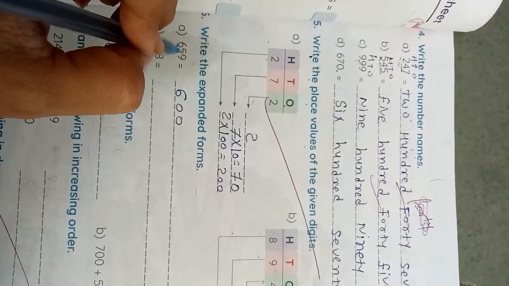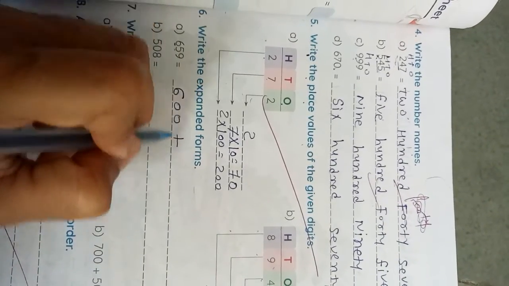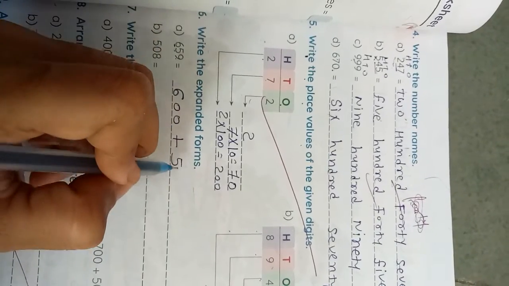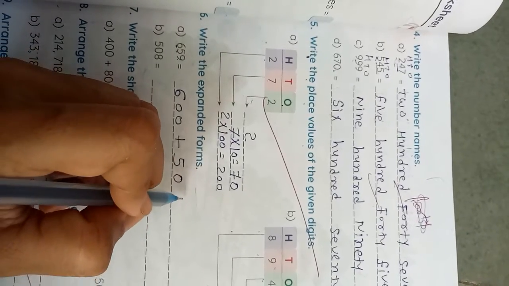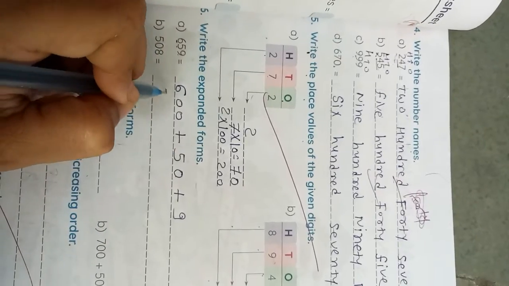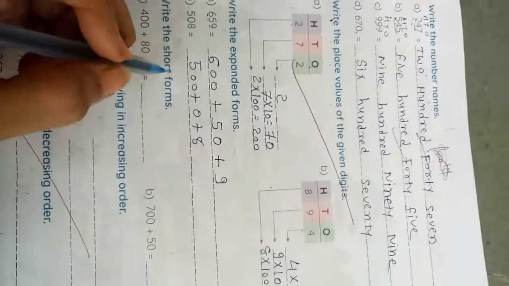After 6 how many digits? 1 and 2, so write down 20. Then take the 5. After 5 how many digits? Only 1 digit. Or 5 is at which place? The 10th place. So in the tens, after 1 only 0, so write down 10, then 9. Here 5000, then the 8.